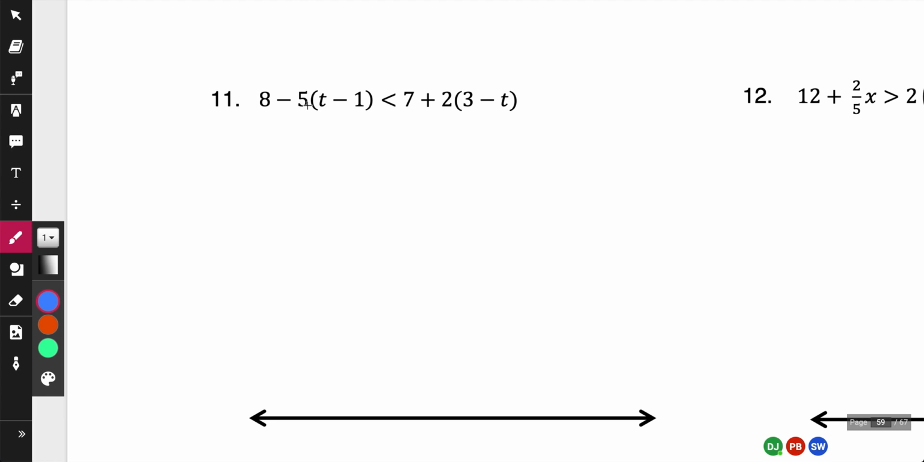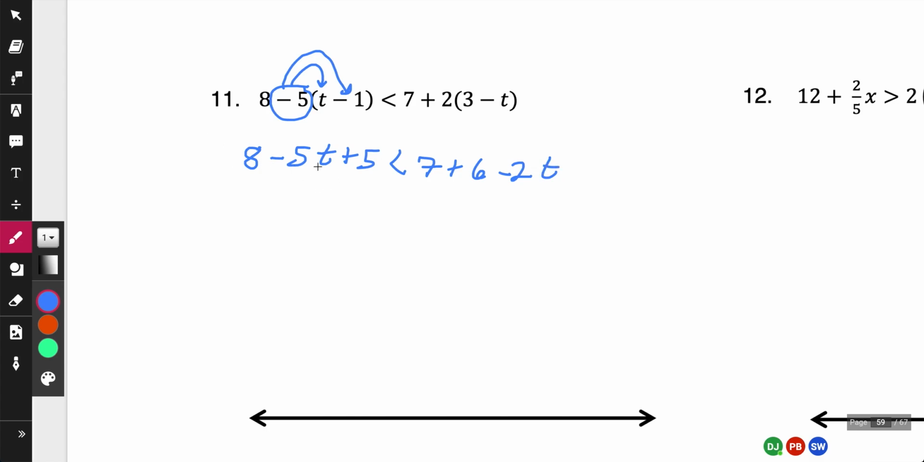Okay, over here, let's go ahead and begin solving this one. 8 minus 5 times the quantity of t minus 1 is less than 7 plus 2 times the quantity of 3 minus t. So I'm going to start by distributing this negative 5. Once again, guys, don't forget the negatives attached to it. So we're going to have negative 5 times t and negative 5 times negative 1. This gives me 8 minus 5t plus 5 is less than 7 plus 6 minus 2t.